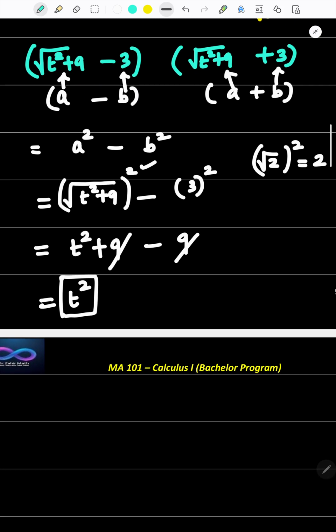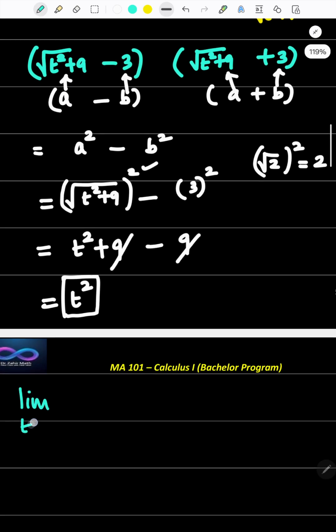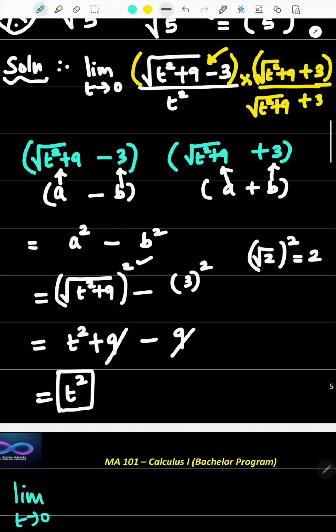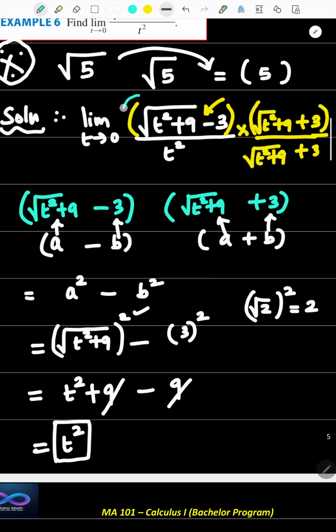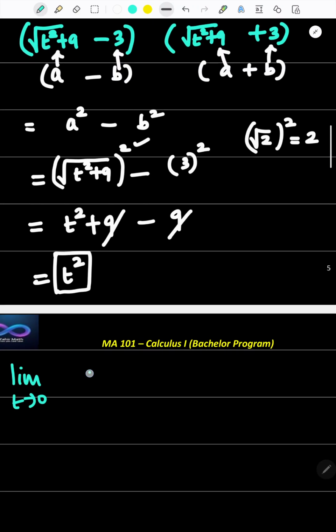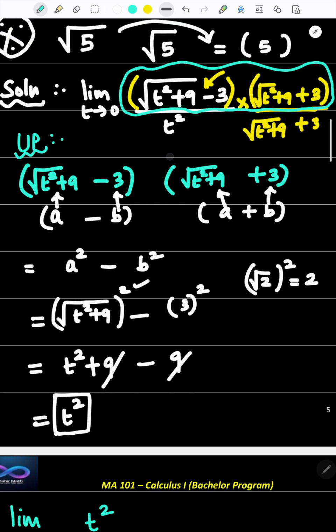So what is the question? The question is limit t tends to 0, right? And this part, I got the answer. This one I call the top part, right? So for the top part I got the answer t square. And what is the remaining one? T square and this one.